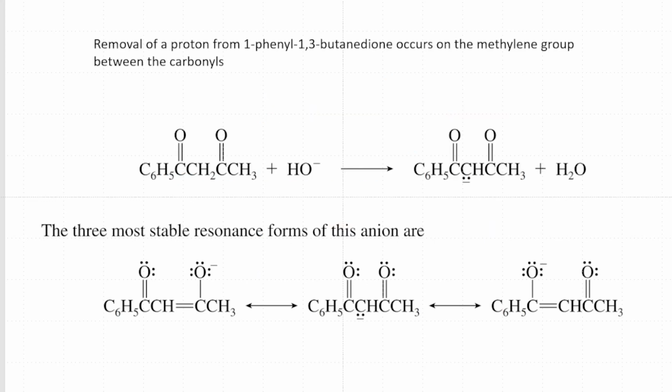Similarly, when you have 1-phenyl-1,3-butanedione, you first generate the carbanion as shown here, and that's one of the resonance forms. The other resonance form is shown here, where the ketone which is adjacent, formed by the methyl group, is going to be involved. And the other case is where the benzene ring is involved in the formation of the enolate. So therefore the three most stable resonance forms are as shown here.